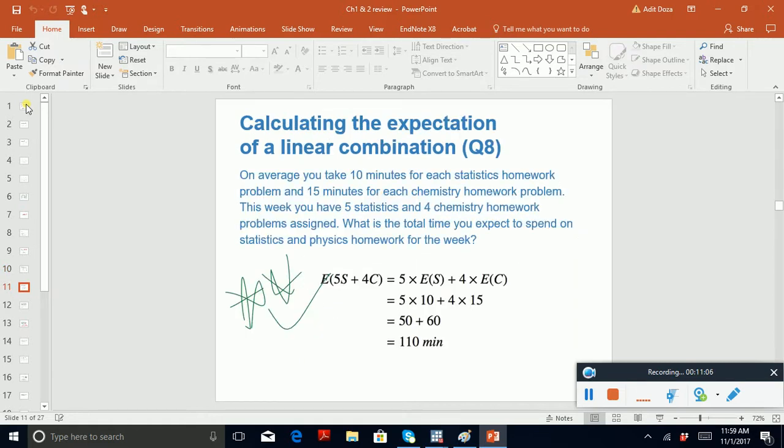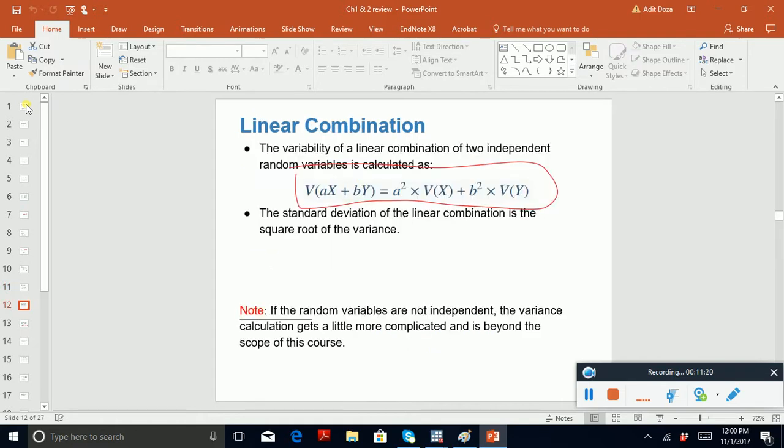This question, almost all of you got it correct. The linear combination, calculating the expectation of a linear combination. Question number 8. But for question number 9, you have to use this formula: variance of aX plus bY equals a squared times variance of X plus b squared times variance of Y.